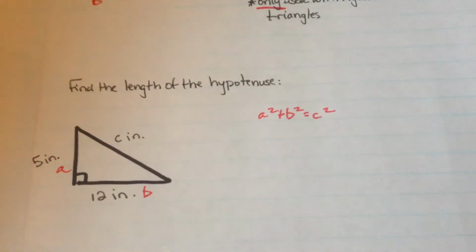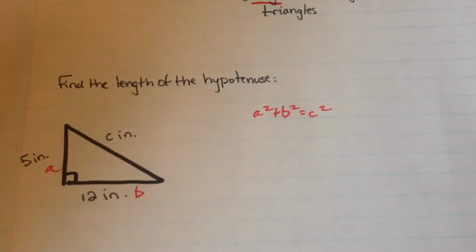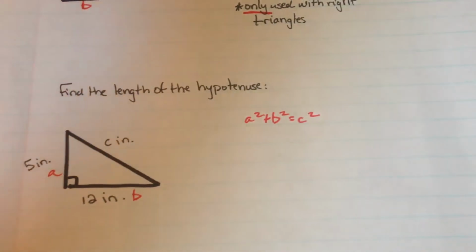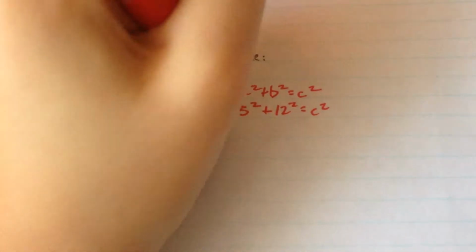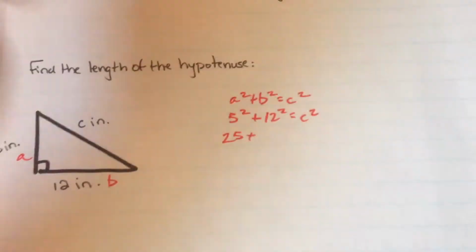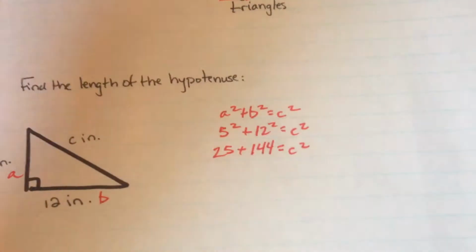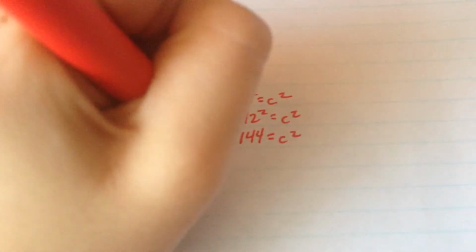So at this point, what you want to do is really just plug in the numbers with the variables. So 5 squared plus 12 squared equals C squared, and we're just going to leave C squared like that because we don't know what it is yet. So we know that 5 squared is 25, and 12 squared is 144. And when we add 25 and 144 up, what we get is 169.